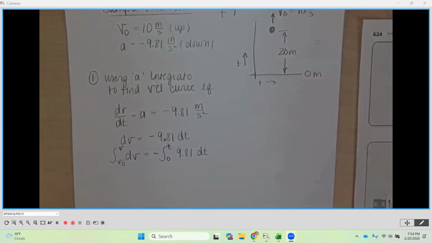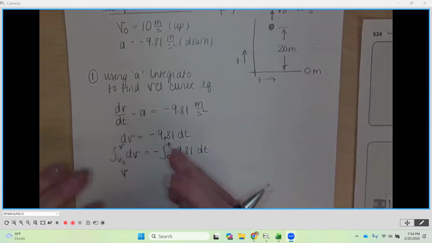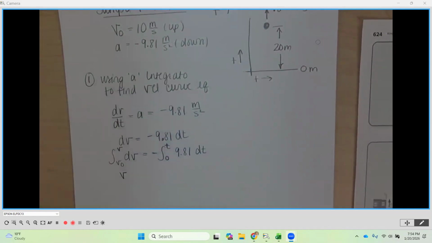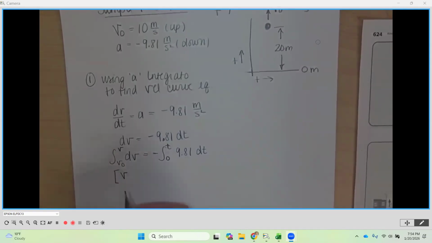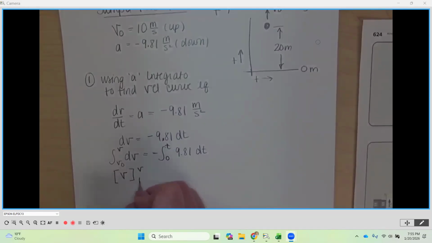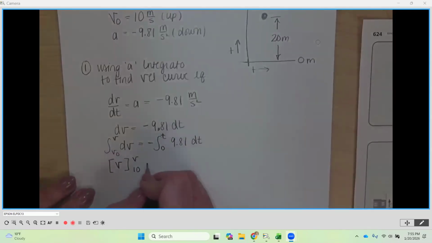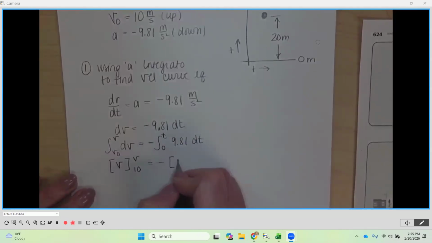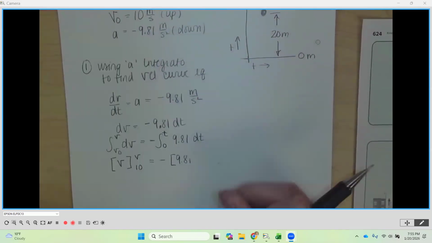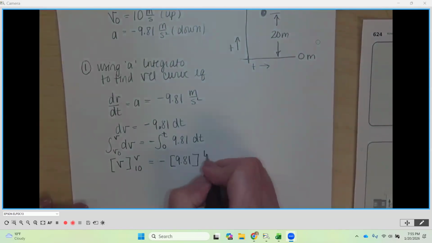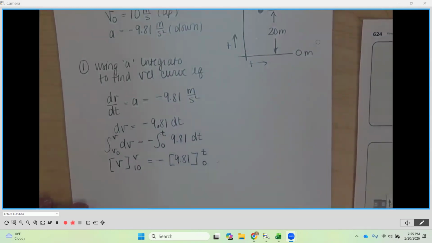Right. So then doing the integrals there, I always do an intermediate step. You don't have to if you don't want to, but this is how I learned and how I always did it. So I'm just going to pull out my v. I'm going to put my limits from v, and our original velocity was 10. So I'm just substituting that value of 10 at the bottom because that's a constant. That's where we're starting. And then it's going to be equal to that negative 9.81, and then t is at the top and 0 is at the bottom here.